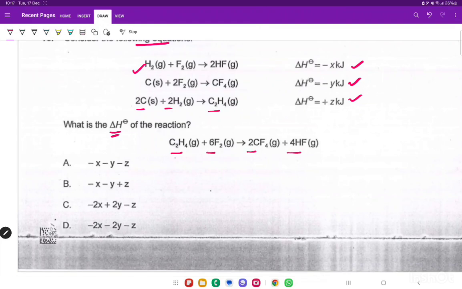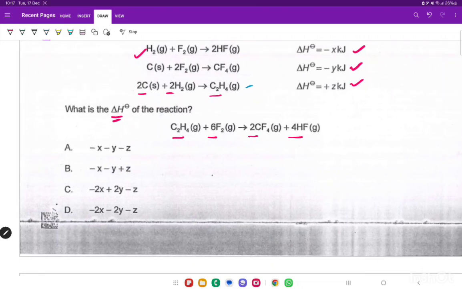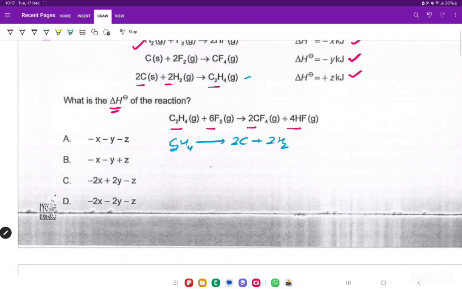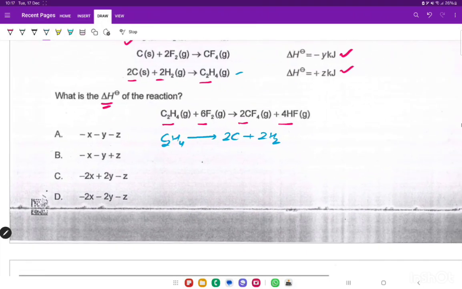Okay, my reactants are C2H4 and fluorine. So C2H4 is present in reaction number 3. In this reaction C2H4 is present, but it is a product. So what I will do, I will reverse this reaction. First reverse equation number 3. If I reverse equation number 3, then I will get C2H4 gives you 2C plus 2H2 and delta H becomes minus Z.